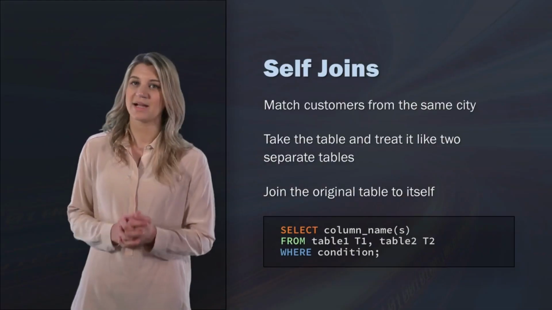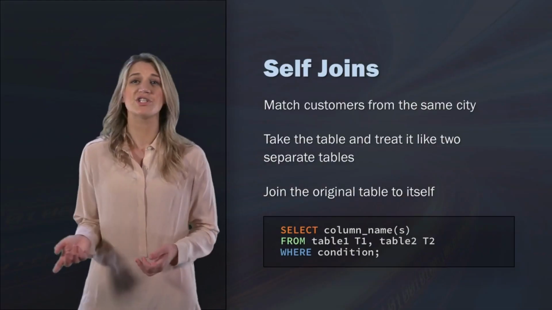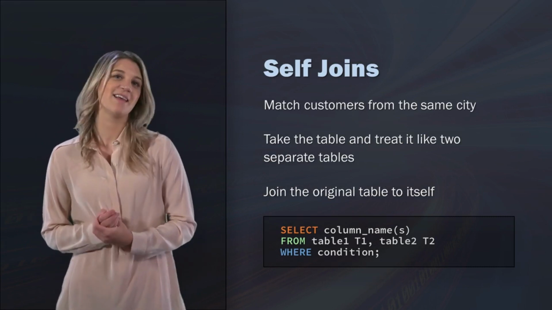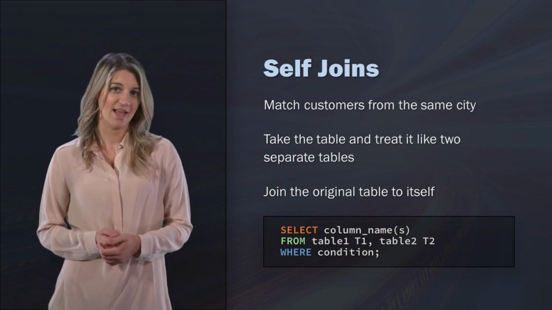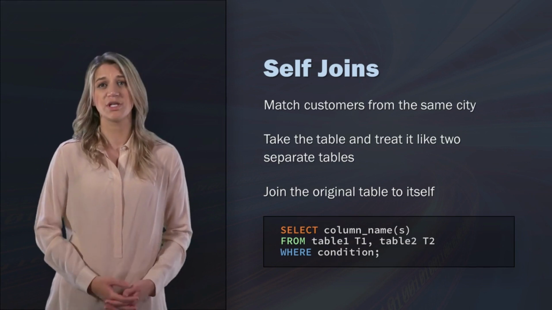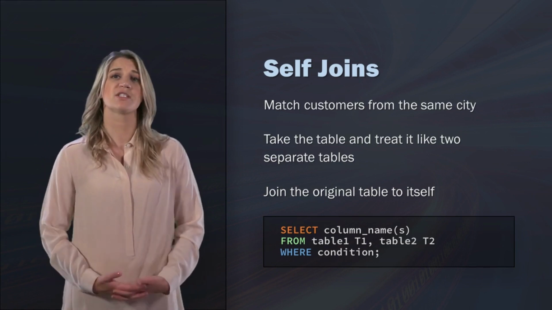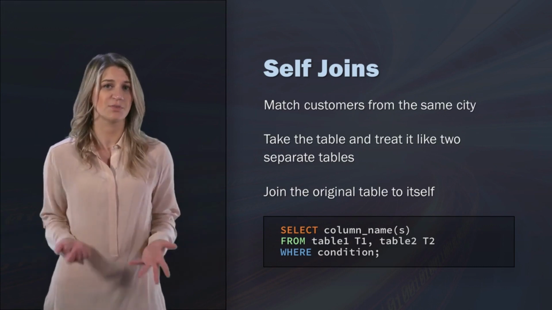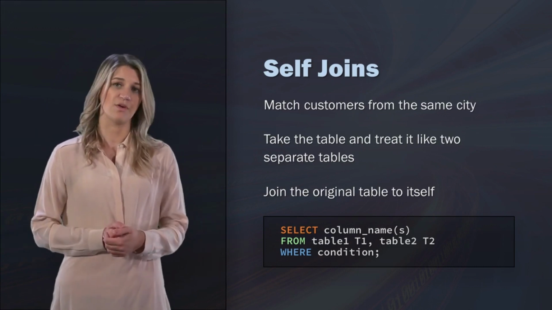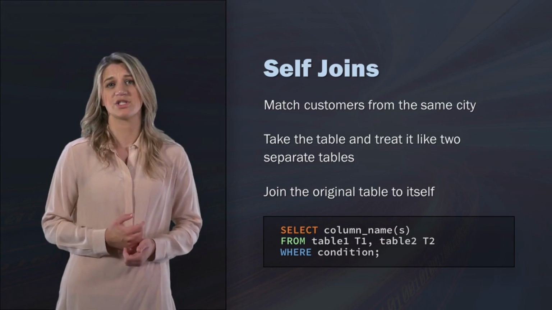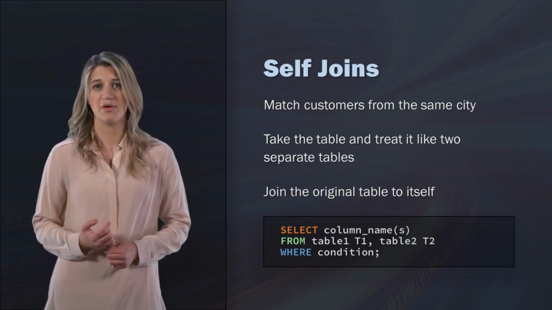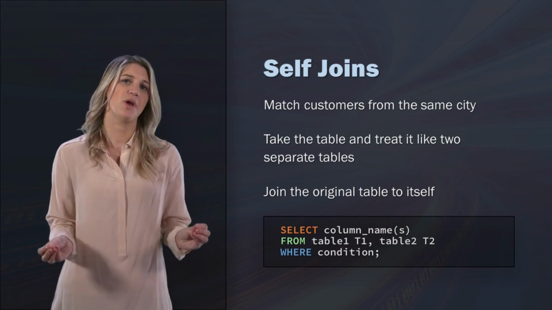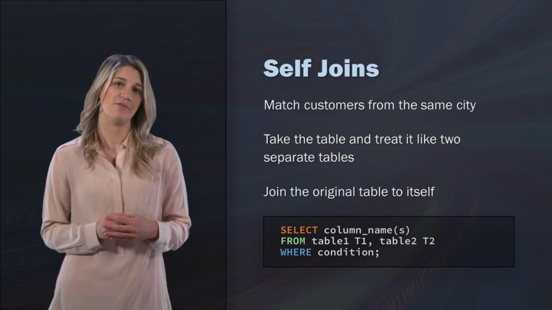Okay, so back to joins. We can actually join a table to itself. And perhaps not surprisingly, these are called self-joins. In this instance, what we're going to do is match customers that are from the same city. We have all of our customers listed out in the table and where they're from. But we want to match these, so we're going to take the table and almost treat it as two separate tables and join the original table to itself.